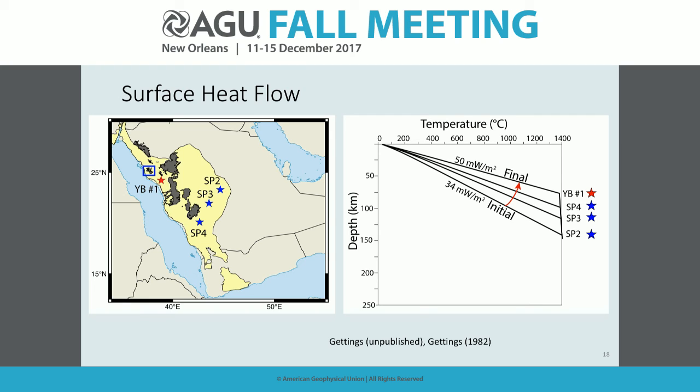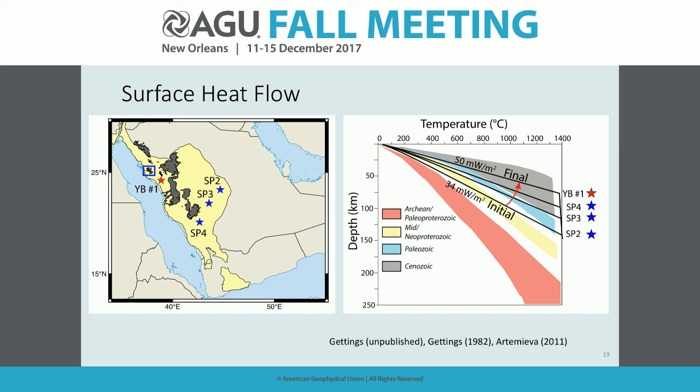As you move from the center of the shield closer to the Red Sea, you can see that they gradually get more and more elevated. And the one from shot point 2 will be used as input, and the one from Yanbu number 1 we're just going to try to match. It's the closest measurement that we have. And here are just some geotherms that were derived from some xenoliths around the world, showing that this looks a lot like craton rejuvenation.